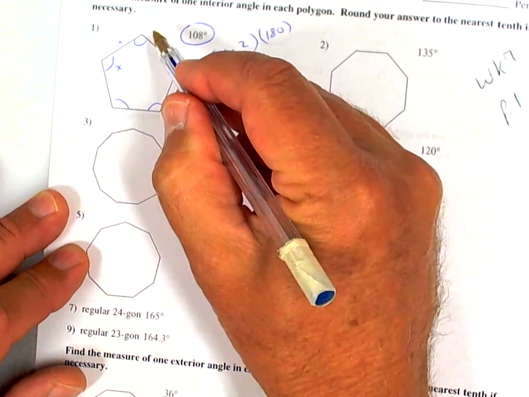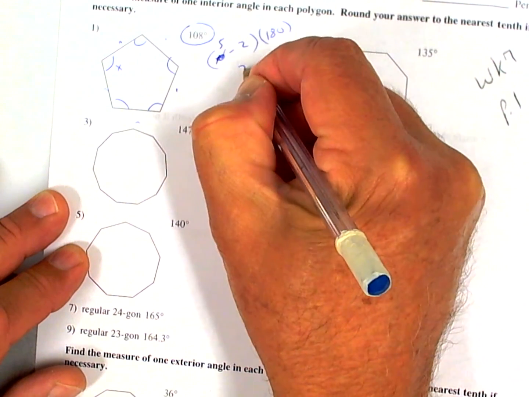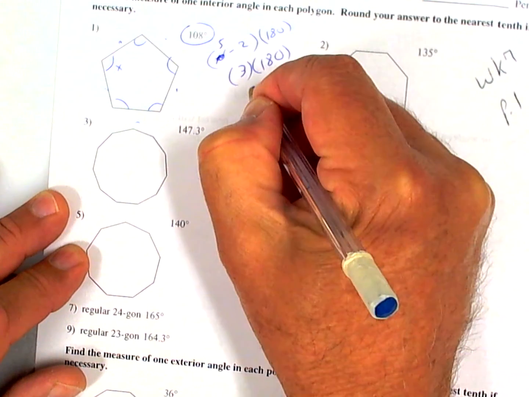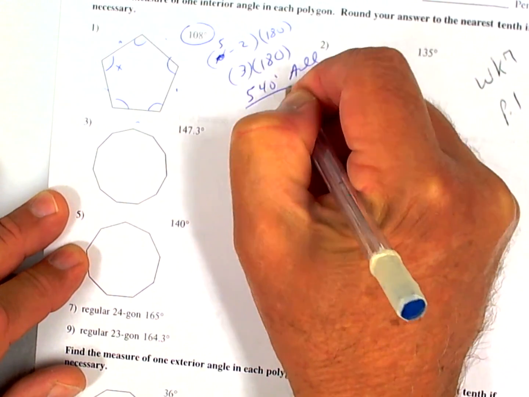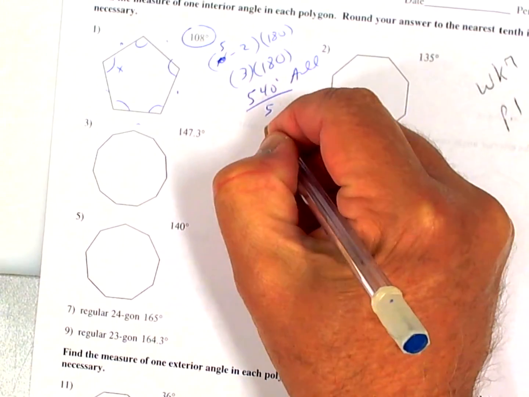And we have 1, 2, 3, 4, 5 sides, so put a 5 right here. So that's 5 minus 2 times 180, which is 540 degrees, is all of them, but we only want one, so divide by 5. Let's see what that works out to be. So 540 divided by 5 equals 108, and that's what we have up there.